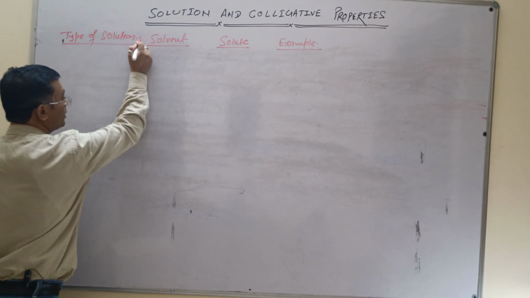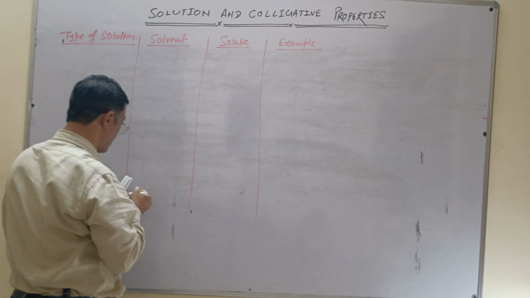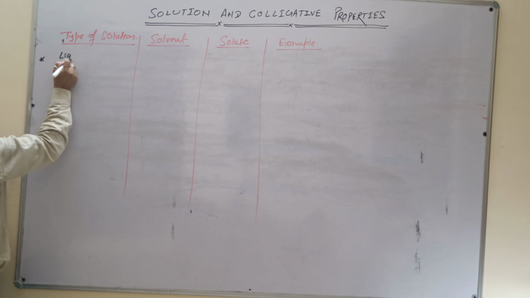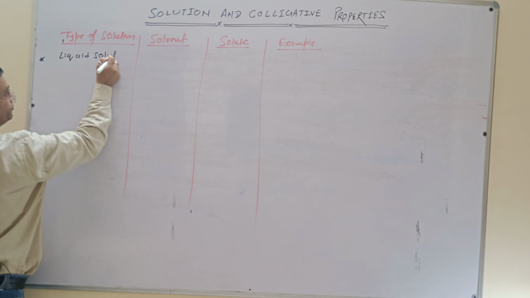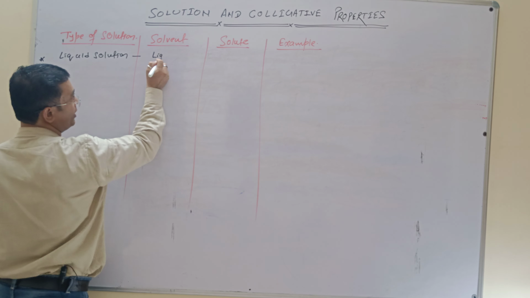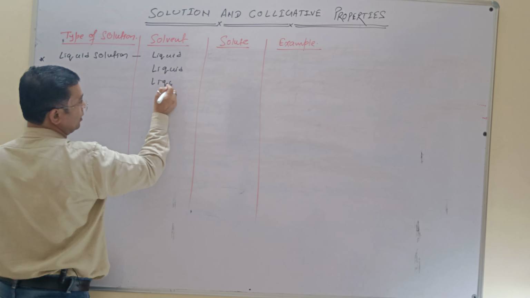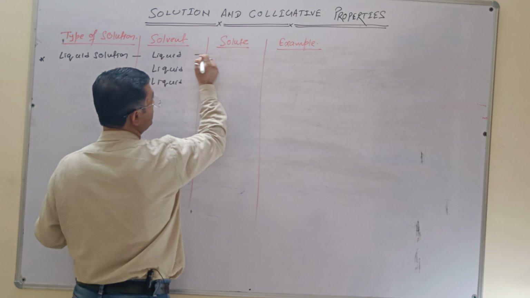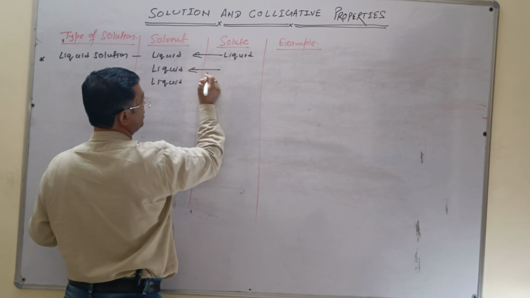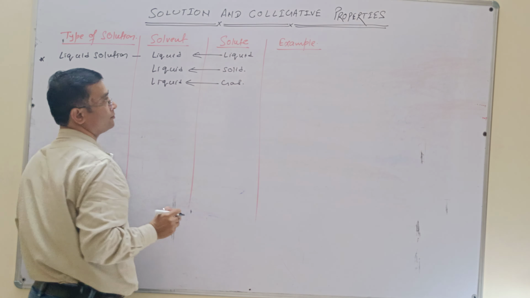Now here I am writing first about the liquid solution. What is a liquid solution? In a liquid solution, the solvent component is always a liquid. And here the solute component may be liquid dissolved in the liquid, solid dissolved in the liquid, and gas dissolved in the liquid.